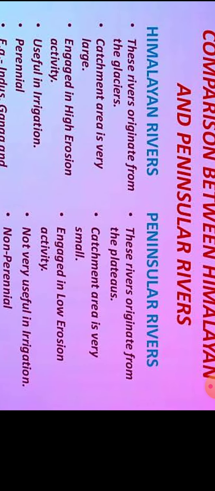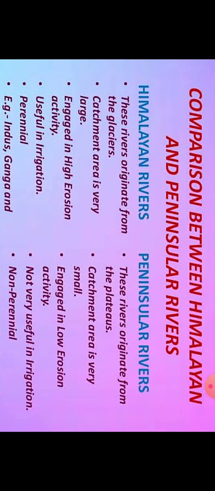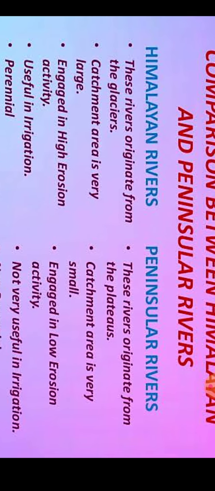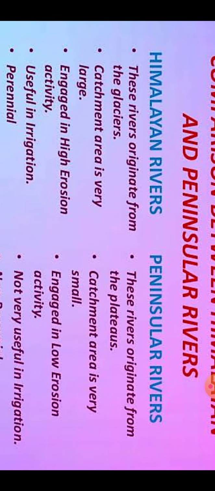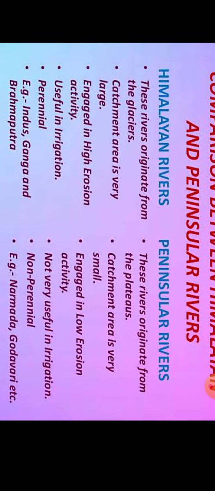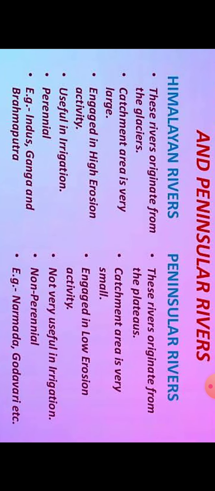One more slide for you: the difference between Himalayan rivers and peninsular rivers. First point: these rivers originate from glaciers, these rivers originate from plateaus. Next, catchment areas are very large for Himalayan rivers and very small for peninsular rivers. Himalayan rivers are engaged in high erosion activity, peninsular rivers in low erosion activity. Himalayan rivers are useful in irrigation, peninsular rivers are not very useful in irrigation.